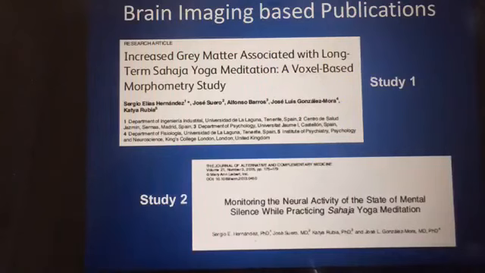So we have two studies that were conducted using the Sahaja Yoga meditation techniques. Both of them were conducted by researchers in Spain and out of the Institute of Psychiatry in King's College London. And let's move forward and understand what was done and what were the results of the study.